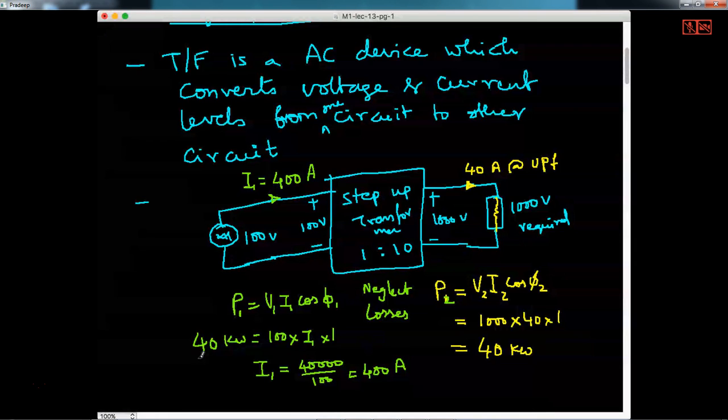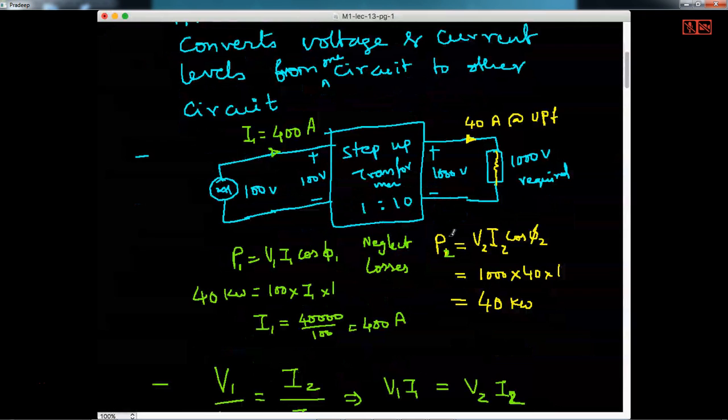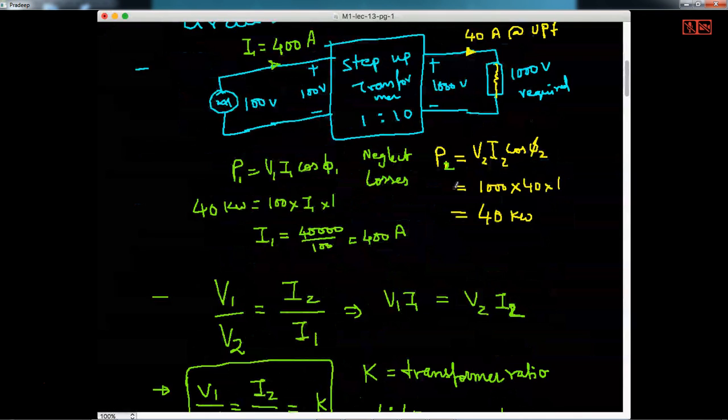In this example, 100 volts into 400 amperes is 40 kilowatts, assuming power factor is 1. And on the other side, 1000 volts into 40 amperes is again 40 kilowatts. So this is one example of how a transformer works. Then we have the equation V1 by V2 is I2 by I1. The inverse relation applies: V1 increases, that means I1 decreases. In other words, V1 I1 is V2 I2. And K is called the transformer ratio, which is defined as V1 by V2.